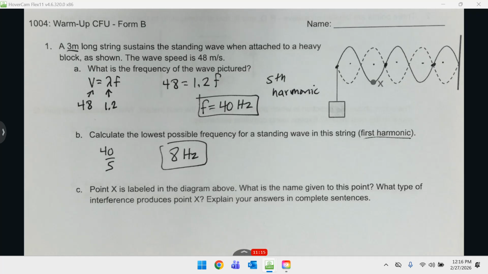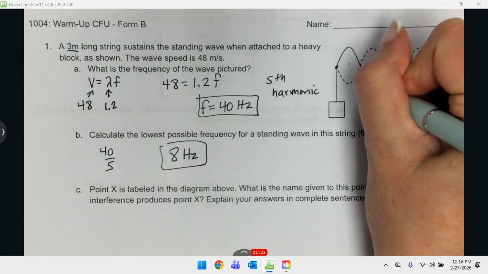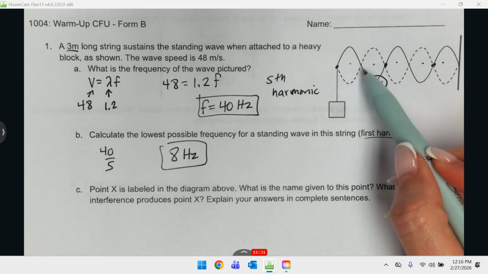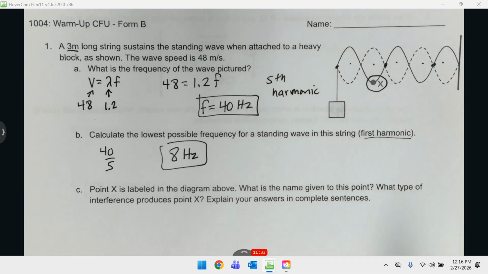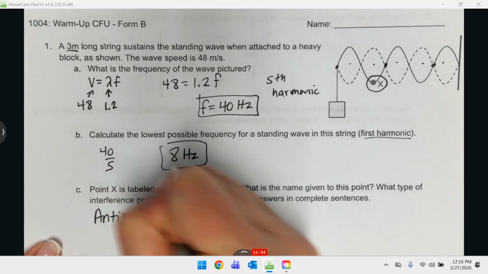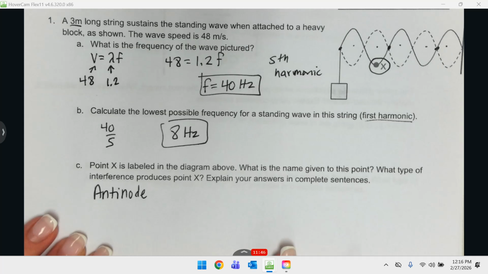Question C says, point X is labeled in the diagram above. What is the name given to this point? Point X is right here, and it is labeling one of these troughs, one of these areas of oscillation. And when we look at standing waves, we have points on the wave in the middle that have names, and we have points that are oscillating up and down. And that's what we're being asked about here. Those points that oscillate up and down are called antinodes. And so point X is an example of an antinode.